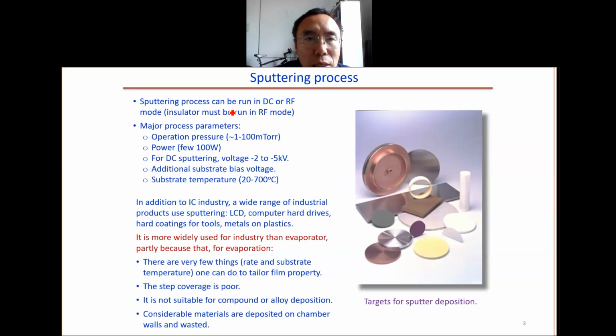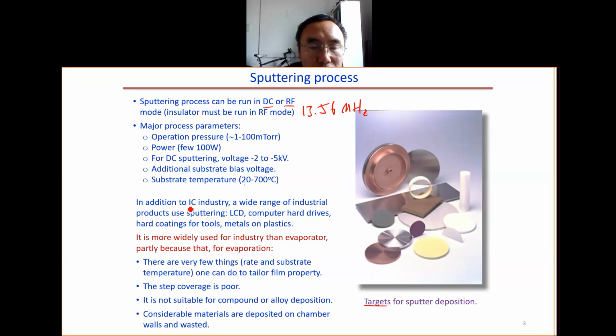So the sputter can be run in both DC and RF mode. RF means radio frequency, and the radio frequency is typically 13.56 megahertz. So the process parameters include the pressure, as I said, 1 to 100 millitorr, and power of a few hundred watts. For DC sputtering, the voltage is a few kilovolts. We can apply additional substrate bias, and substrate temperature is typically from room temperature to high temperature. So this is the photo of the target for the sputter deposition.